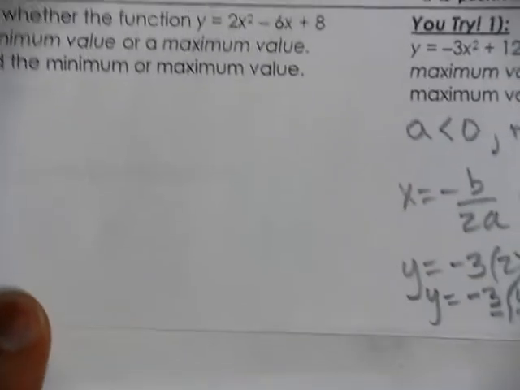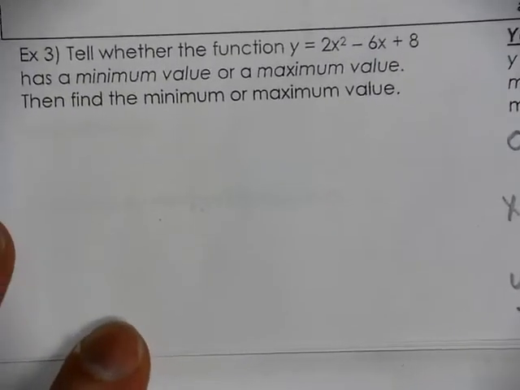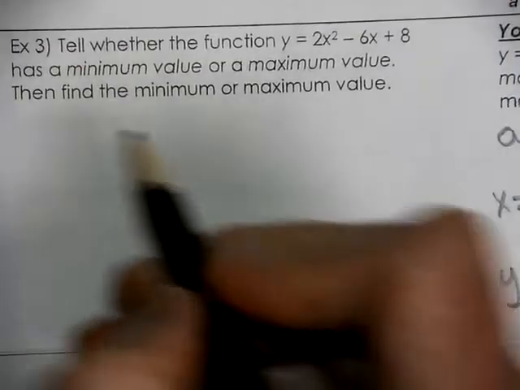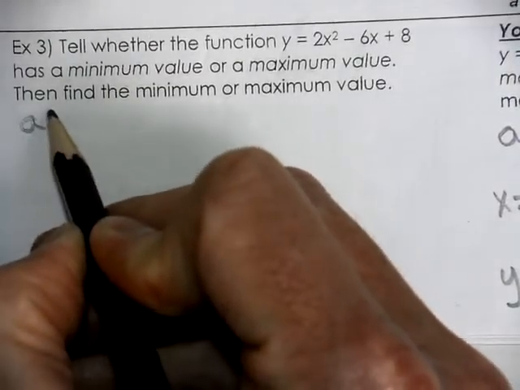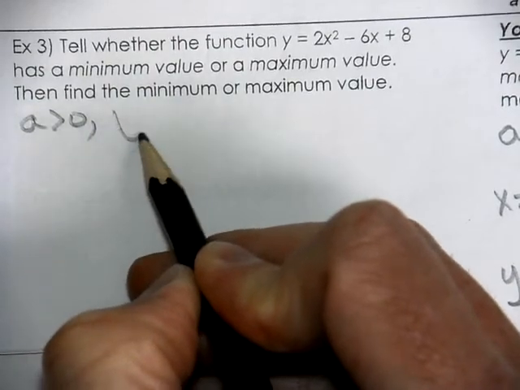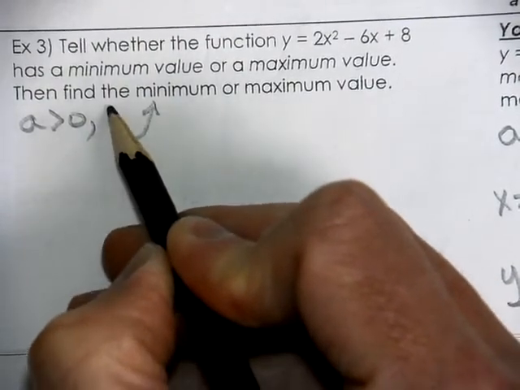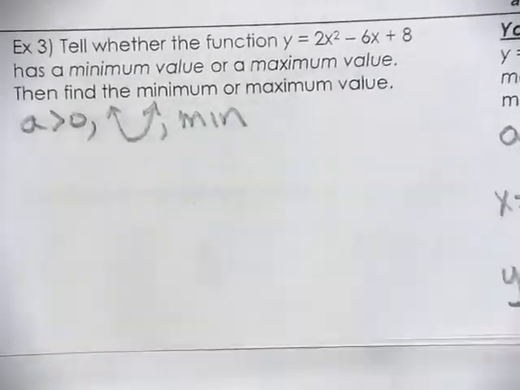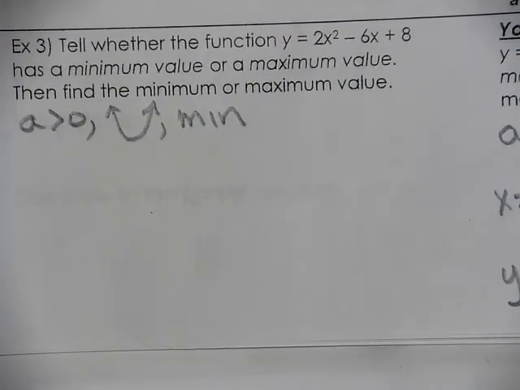Okay, we'll slide over here to this other one. We look here and we see that the a value is greater than 0. That means the graph is going to be opening upwards. So that means it's going to have a minimum value. It has a low point.